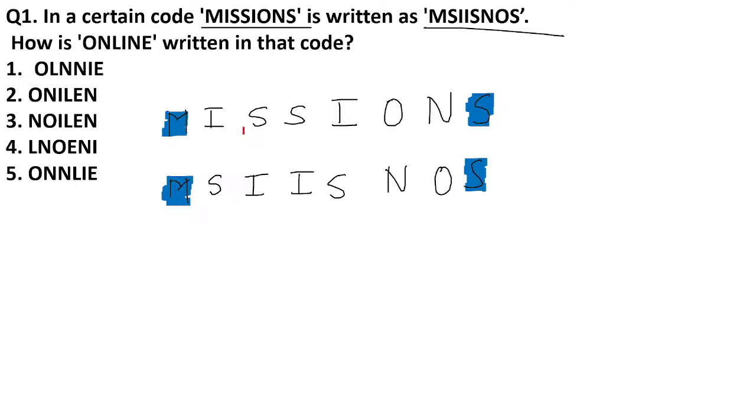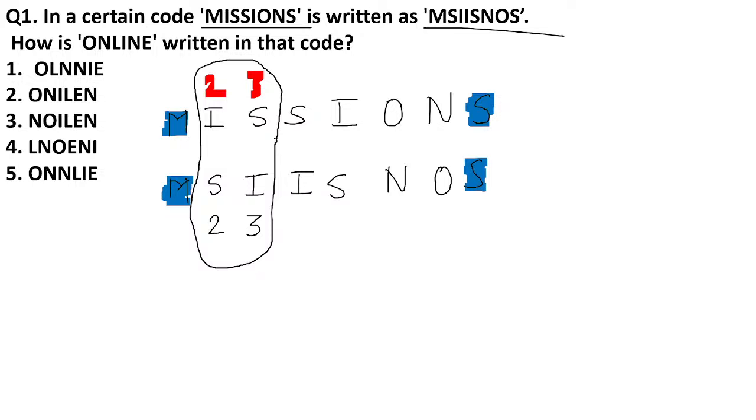Later on, what happened? Look here. This letter I was at the second position and the S letter was at the third position. They have interchanged their positions, students. Now look here. In code, the S came at the second position and I came at the third position. Just focus on these two letters from the word and from the code. That is, their places have got interchanged.